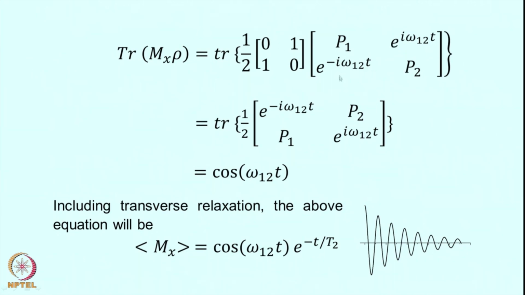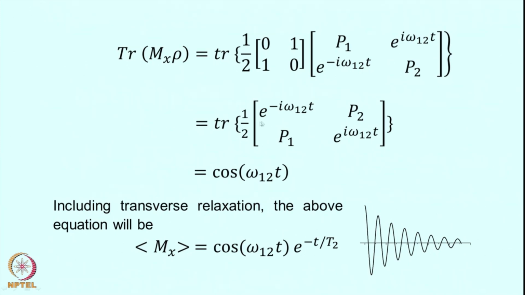Okay. So you multiply this now. What you get here: the first element, 0 into P1 is 0, 1 into the e to the minus omega 1 to t. So therefore this element will be e to the minus I omega 1 to t, and the second one is 0 into this is 0 and 1 into P2, and therefore you have a P2 here. Likewise for this multiplication, 1 into P1 plus 0 into this, and therefore this will be equal to P1, and the fourth one will be 1 into e to the I omega 1 to t and 0 into P2, therefore you have this. So now what is the trace of this?